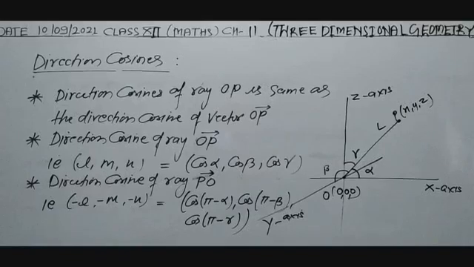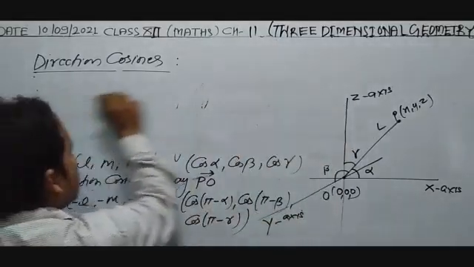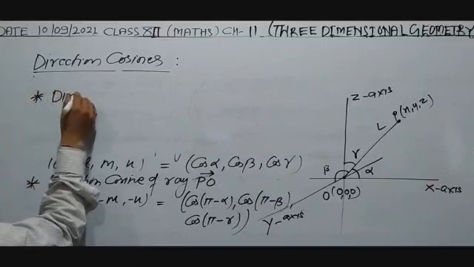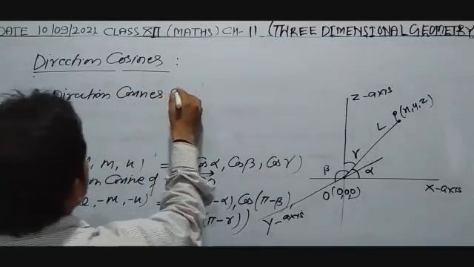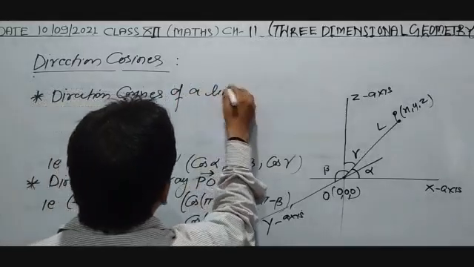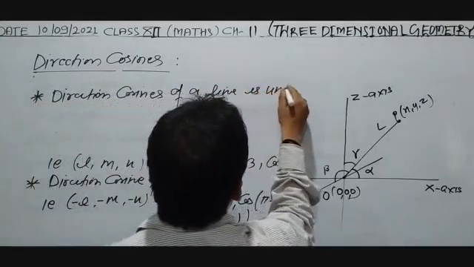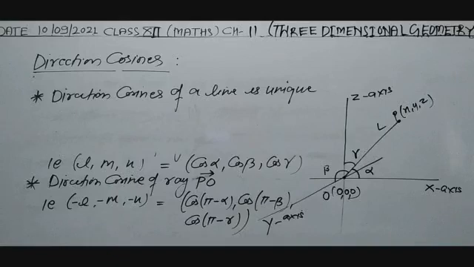Now next point, direction cosine of a line is unique. Direction cosine of a ray or direction cosine of a line is always unique.